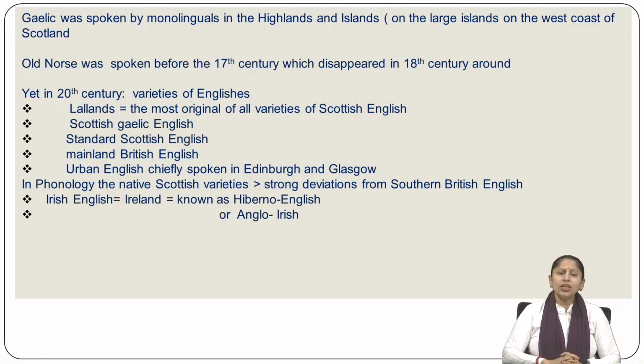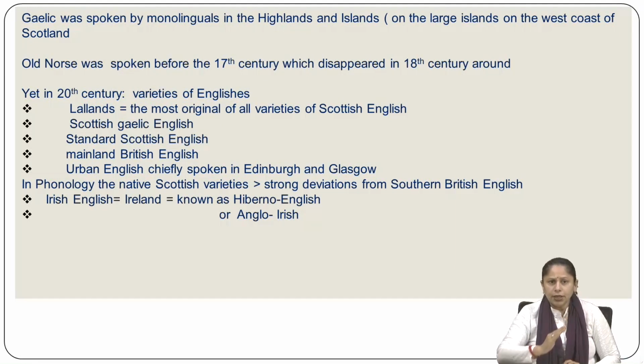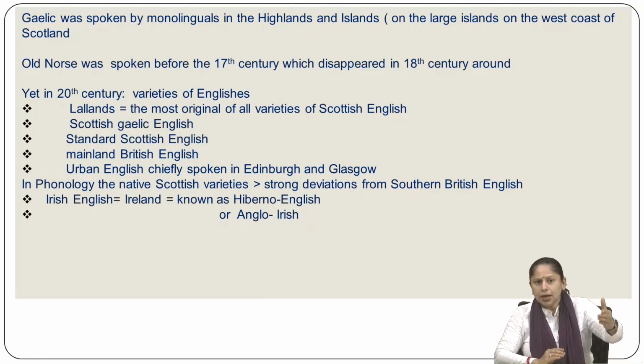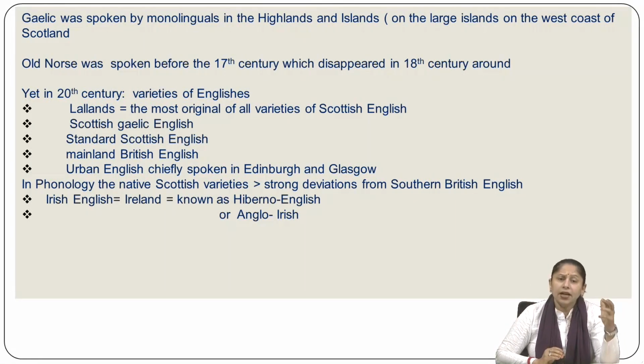In phonology, the native Scottish varieties show strong deviations from southern British English. Look, these are the two things that you have to keep in mind. According to the phonology, the native Scottish varieties, these are the varieties which are mentioned over here: Scottish, Standard, Mainland, Urban. These are the varieties, and they are quite different, with strong deviations from southern British English.